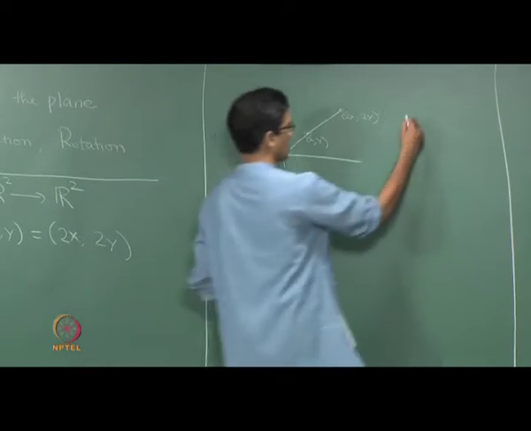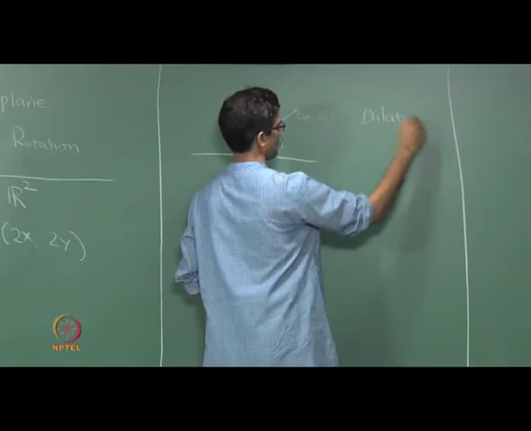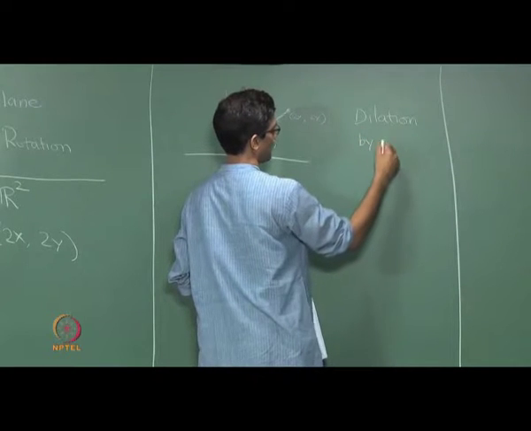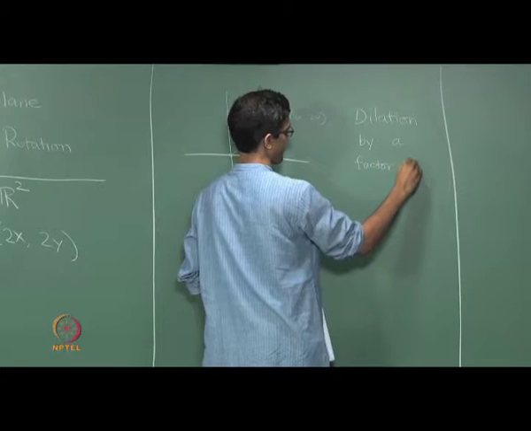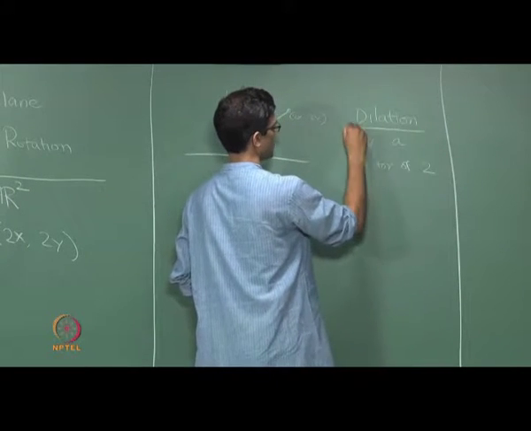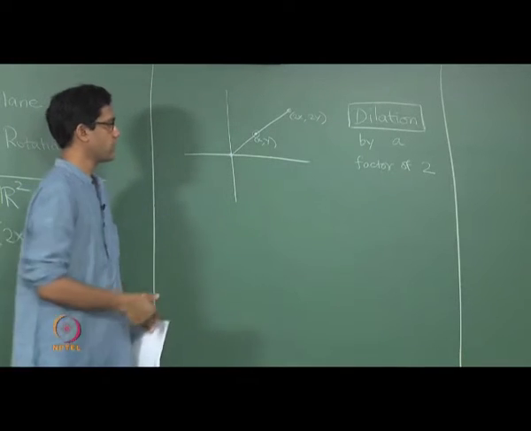So, this is sometimes called a dilation or a stretch by a factor of 2, okay, dilation by a factor of 2. So, dilation here is a word which is used to mean either sort of a stretch or a shrink by some factor.